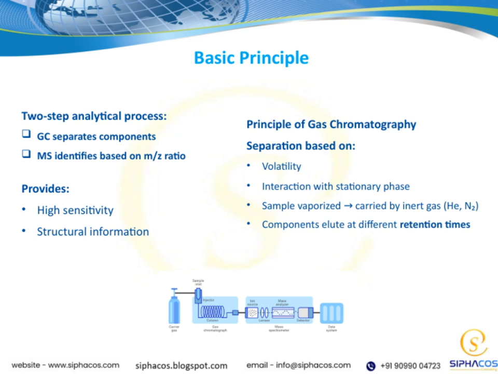The basic principle involves a two-step process. First, gas chromatography separates the mixture into its individual components. Then, we use mass spectrometry to identify those components based on their mass-to-charge ratio, or m/z. This combination gives us a powerful analytical tool. It offers high sensitivity, meaning we can detect even trace amounts, and it also provides structural information about the molecules, helping us understand what they are. So, in essence, gas chromatography is about separating components based on their physical interactions, and then identifying them precisely, making it a fundamental technique in analytical chemistry.